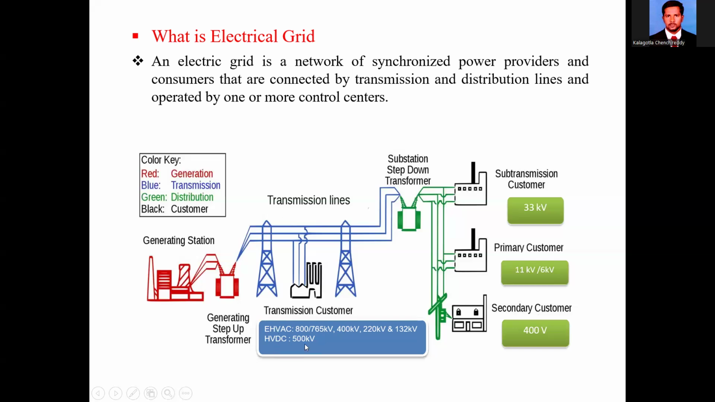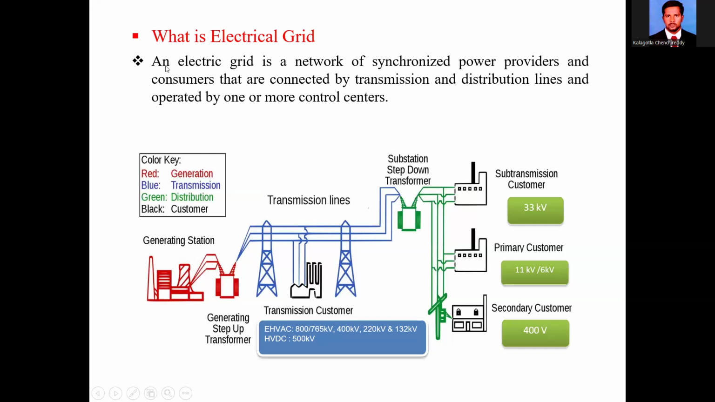Next, this is the HVDC 500 kilovolt transmission line. In this transmission line, a step-up transformer is connected to the input of the transmission lines and a step-down transformer is connected to the output side. The main purpose of this step-up and step-down transformer interconnection is that when we transmit at high voltage, the power is constant, and when we increase the voltage, the current decreases. The transmission line loss also decreases. When transmitting at high voltage, the cable size also decreases.